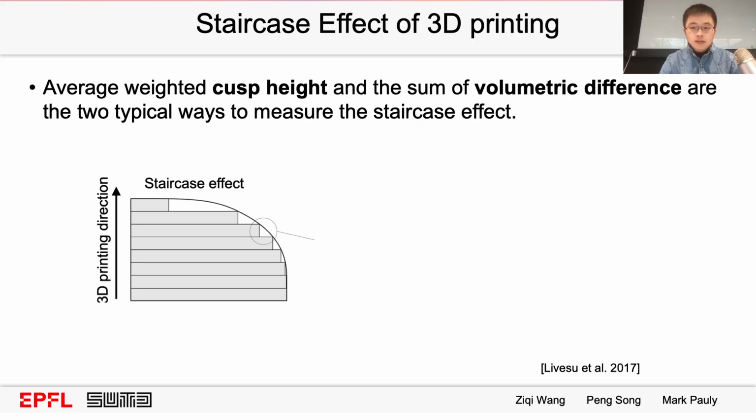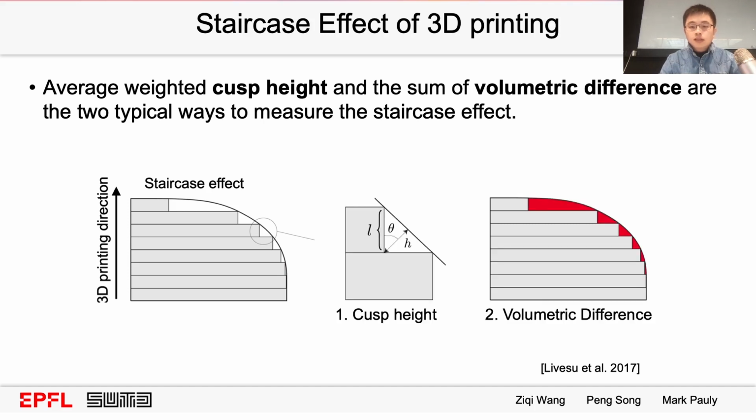The second appearance problem is the staircase effect, which can be seen on the left Armadillo model. The reason for the staircase effect is that the input shape is smooth, but the printer can only print staircase-like shapes, see left figure. Therefore, 2 typical ways are designed to measure this effect. One is the cusp height, see H in the second figure. Another is the volume difference, see the right area in the third figure.